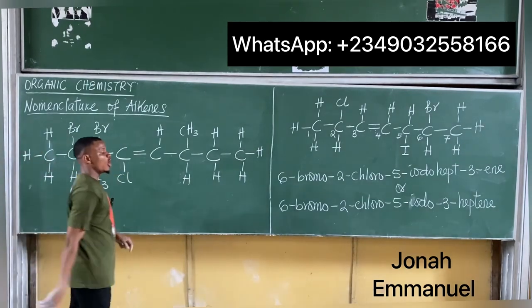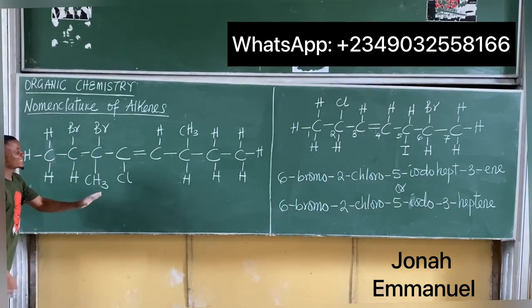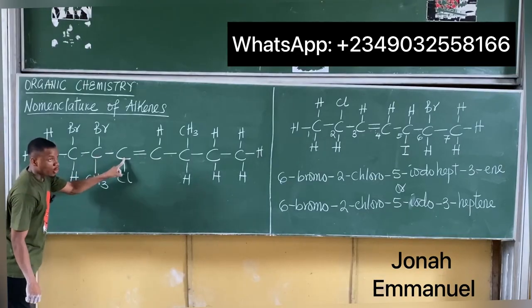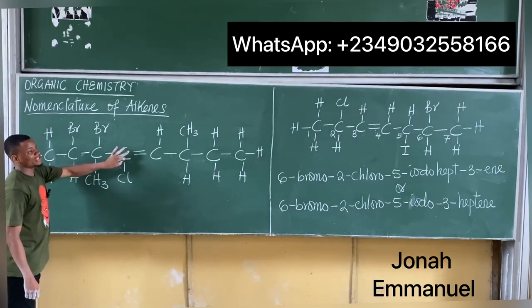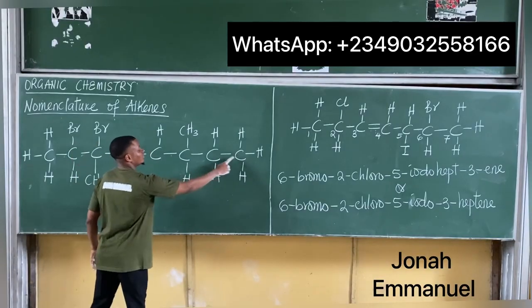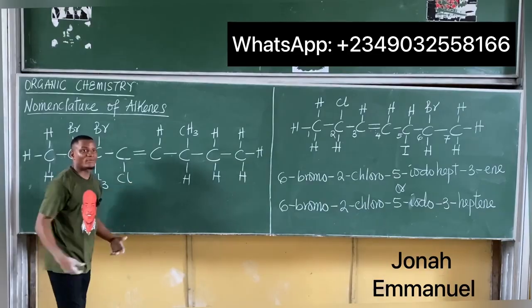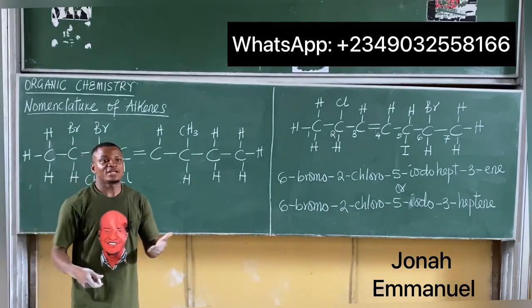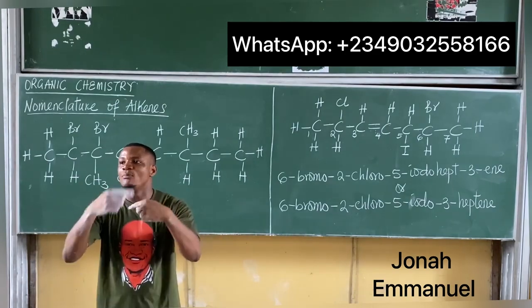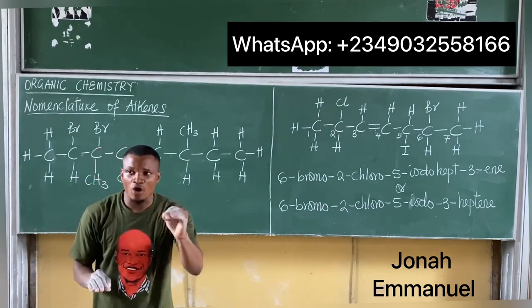Having done that, observe something. If I count from left to right, I would have 1, 2, 3, 4. The fourth carbon bears the double bond. If I count from right to left, 1, 2, 3, 4. The same fourth carbon bears the double bond. In a case where from both sides it is 4 and 4, that means the double bond is no longer the priority. You now focus on the substituent.